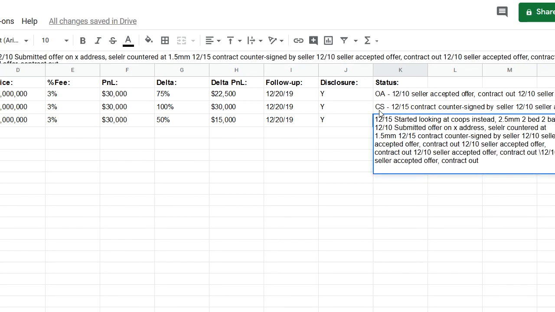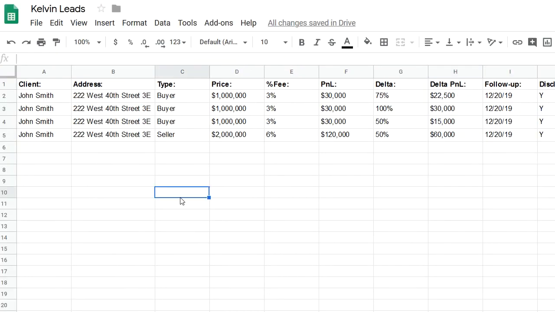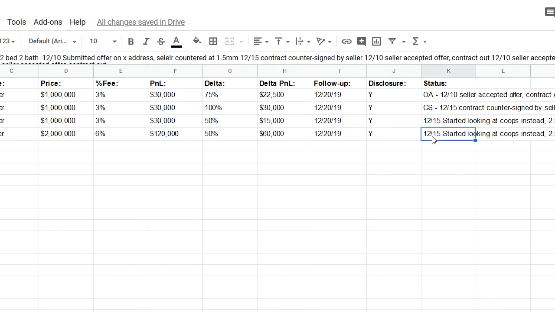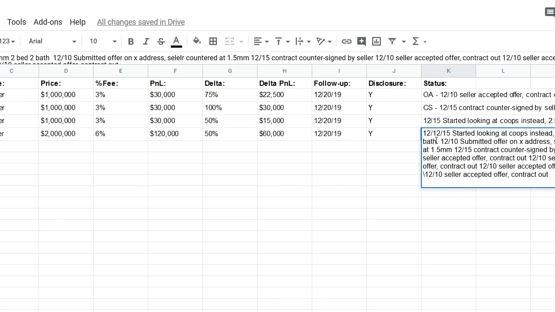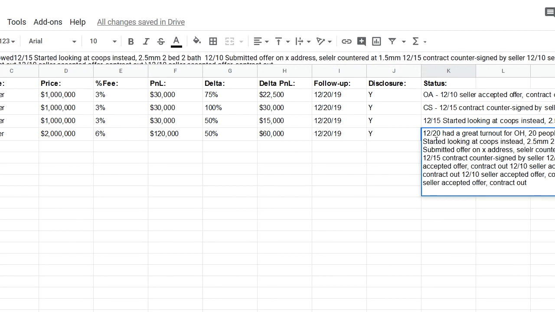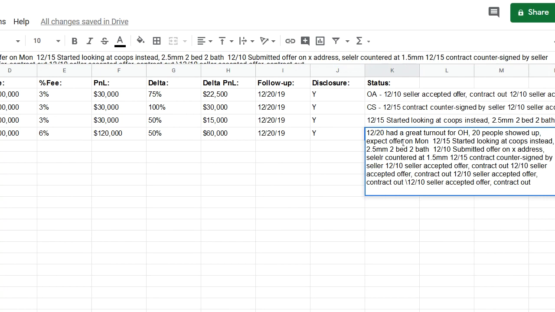So this you can keep going for as long as you wish, and you can keep all of your notes here and keep yourself organized. Let's do another example. So this is a seller listing that you're on. So you have the address, the listing price, again, the commission structure, and perhaps in this case we put 50% because we think the listing price is reasonable, we have a good shot of selling it, it's not an offer accepted or contract signed yet, but perhaps your notes would look something like this. Had a great turnout for open house, 20 people showed up. Expect offer on Monday. So just an example.